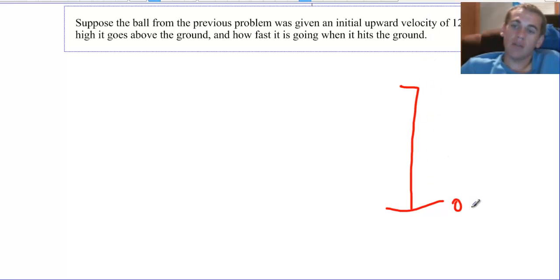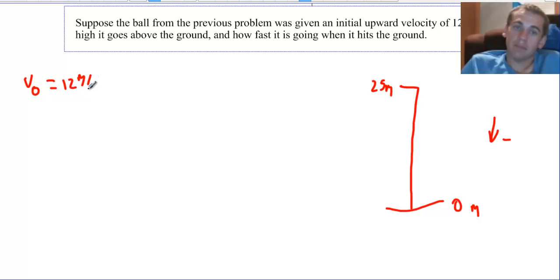So again, the ground is 0 meters. The building, or whatever this is, is 25 meters. Down, I'm still going to say is negative. Okay, but now I've got to be very, very careful over here because there is some other stuff going on. Okay, initial velocity, it was tossed up, so my initial velocity is positive 12 meters per second. My initial position, y naught, is 25 meters.